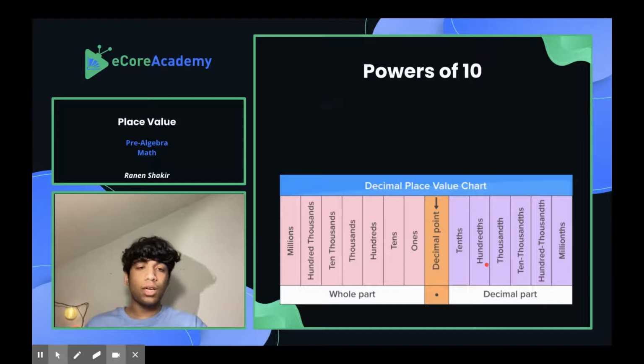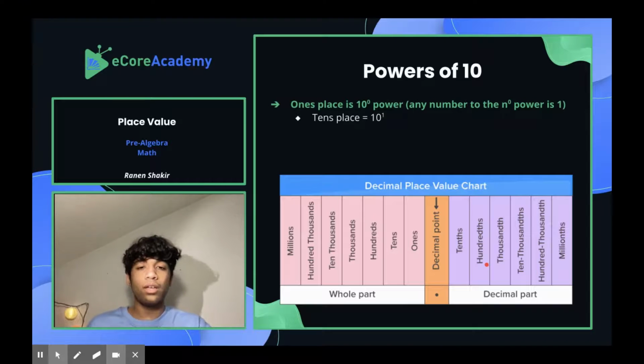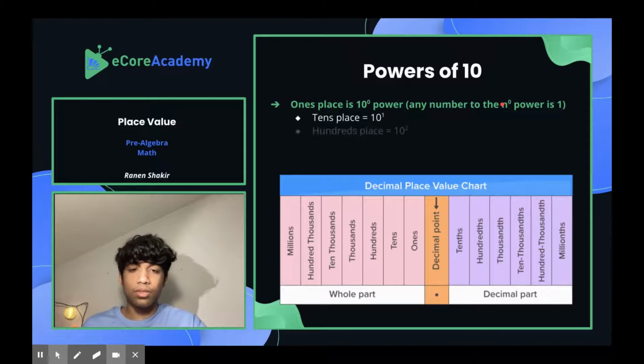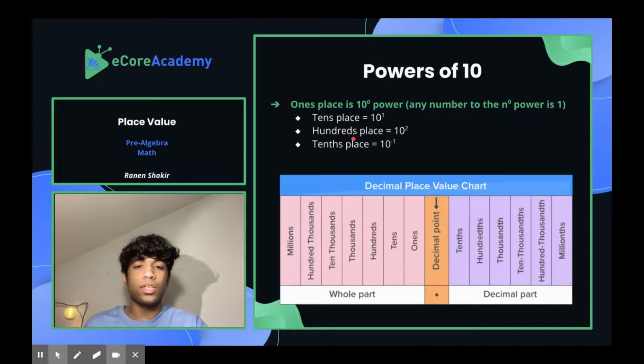All right, so now it's just an overview of powers of 10, where the ones place is 10 to the 0 power, and any number to the 0 power is 1, where n is any number. And examples here again, we just talked about: 10s place is 10 to the first, 100s place 10 to the second, tenths place 10 to the negative first, on and on and on forever.